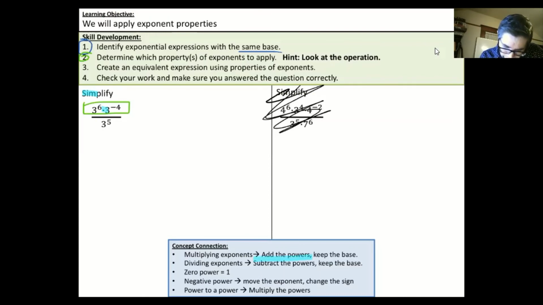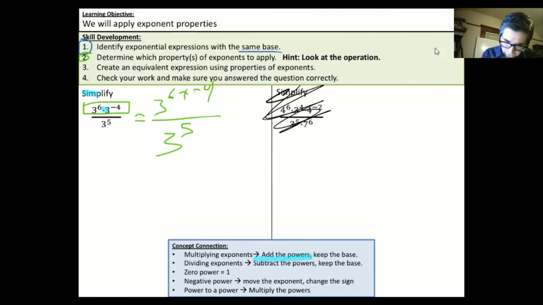All right, so let me go ahead and write that out a little bit. 3 to the 6th plus negative 4, and then that would be divided by 3 to the 5th. Okay, so let's go ahead and do that little calculation. 6 plus negative 4, they're opposite signs, so I subtract them. 6 minus 4 is 2. 6 is a bigger number, so it stays positive 2.